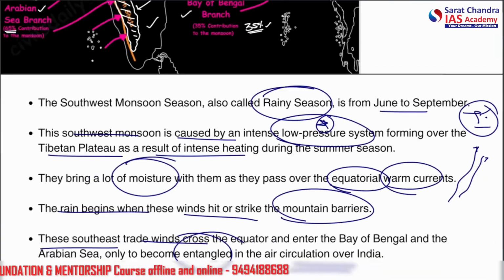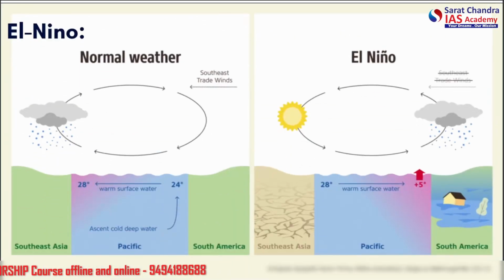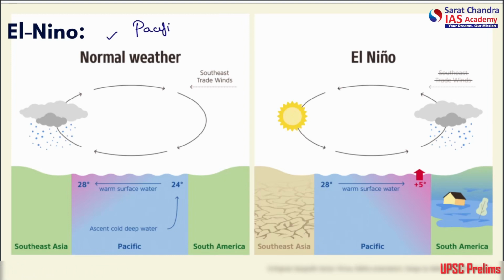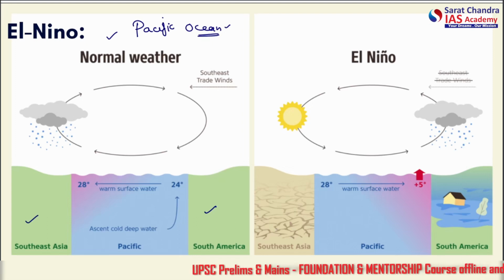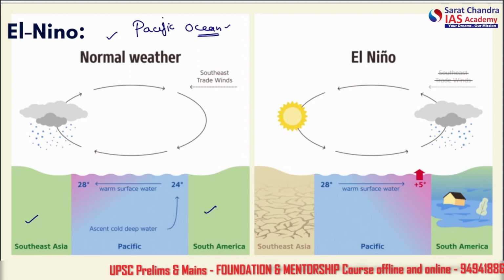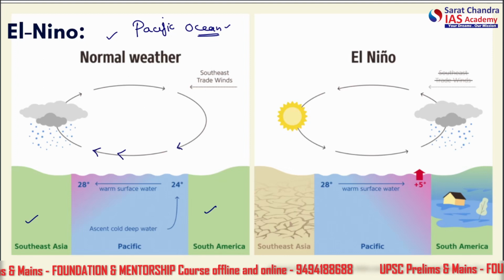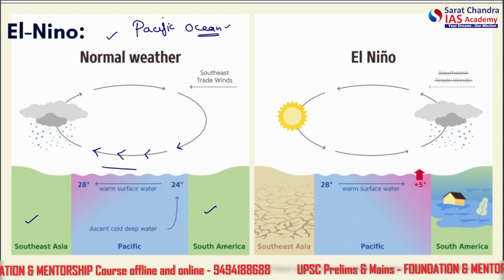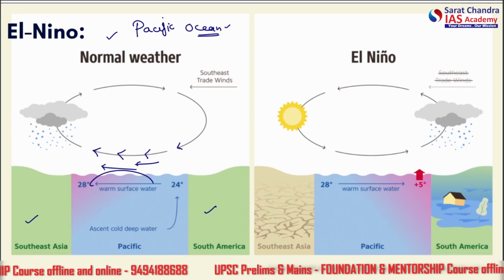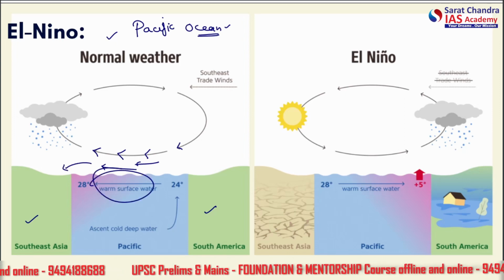Now let's talk about the first important factor, that is El Nino. So what is El Nino? We are talking about the normal weather first of all. And where is it happening? In the Pacific Ocean, please remember the Pacific Ocean, between South America and Southeast Asia or Australia. Trade winds blow west along the equator. These trade winds are blowing west, and they are carrying water with them. Warm surface water is carried with these winds towards this side.